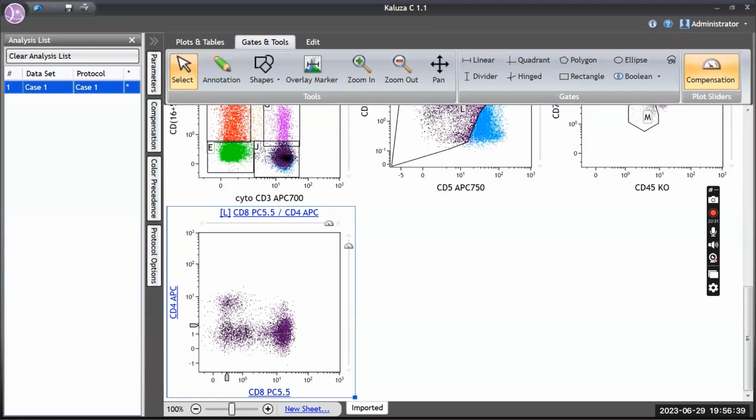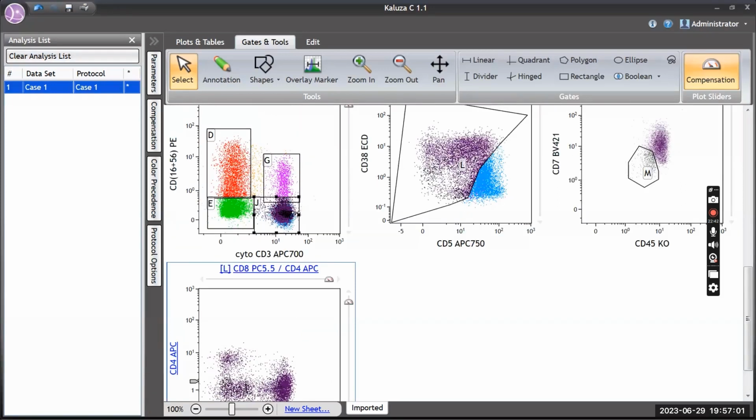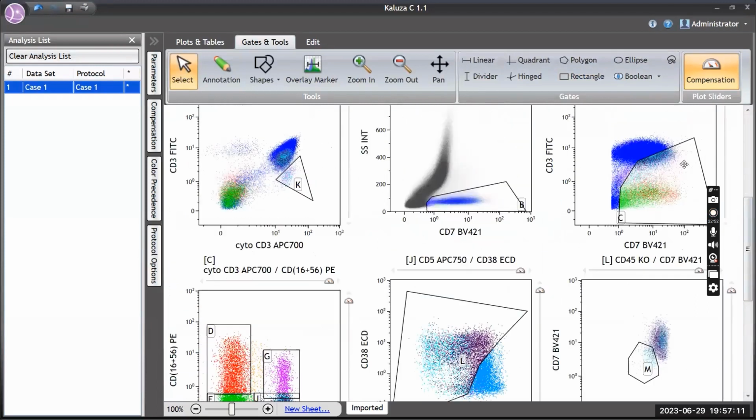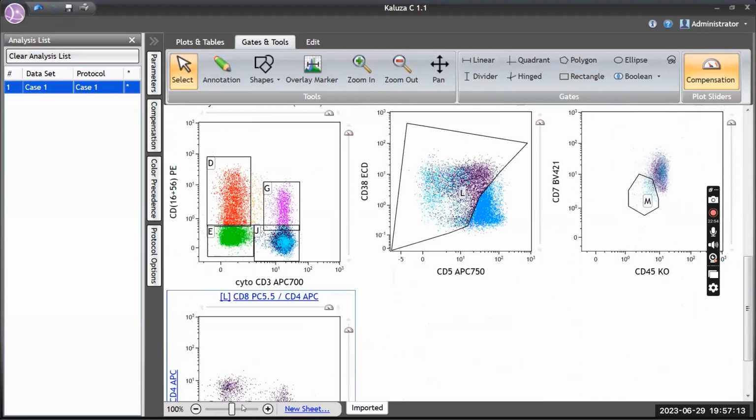Sir, in the normal population, when they acquire CD4 or CD8, and there is some percentage, how can they be double negative also? Sorry, come again. Once they have acquired CD4 or CD8, and it is a normal population, then why is some population still double negative? See, the gate we have drawn is not only pure T cells. It has some NK cells in it, and this could be NK cells. You have included the NK cells in the gate, so they can show that.